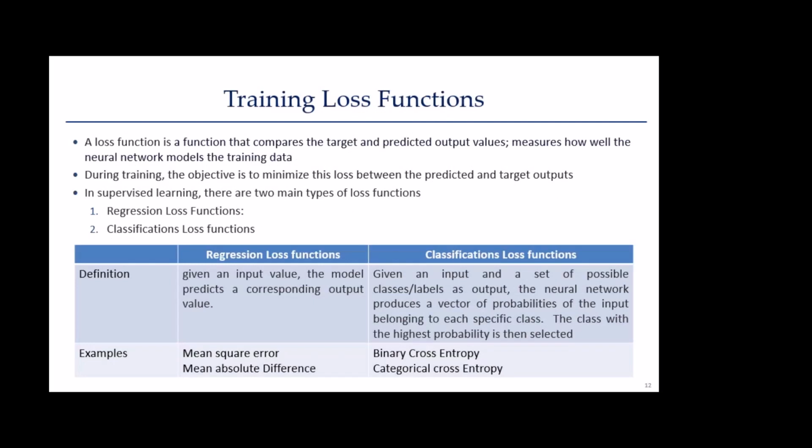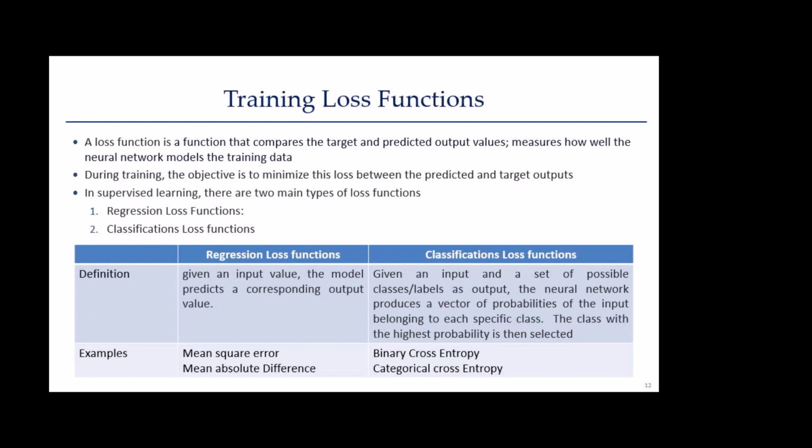Now let's talk a little bit more in detail about the loss functions as well as the optimization algorithm. The loss function is a function that compares the target and the predicted output values. It measures how well the network is actually producing results. During the training, the objective is to minimize this loss function between the predicted and target outputs. In supervised learning, there are two main categories of loss functions. There are loss functions for regression problems and there are loss functions for classification problems.